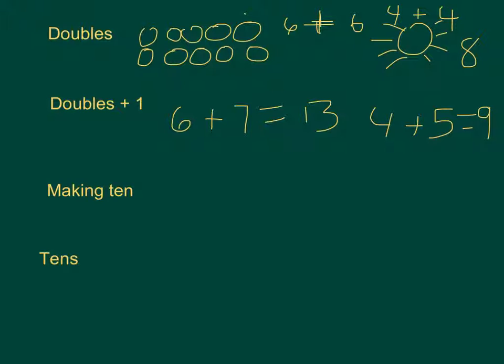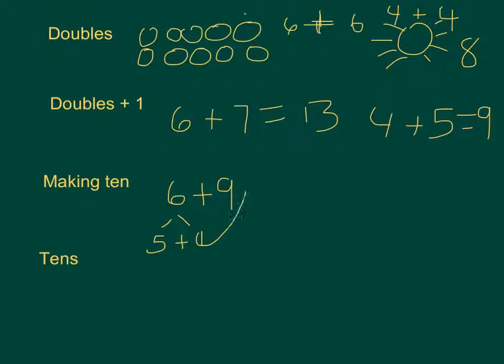Making 10 is a strategy that's a little bit difficult for some students, and these last two kind of tie together. When you're looking at making 10, if you had a number sentence such as 6 and you're adding 9 more, making 10 would be realizing that you could break this 6 apart into 5 and 1, and this 1 could be put with the 9 to make a 10. Then you can simply see that, oh, I have 10, and 5 more would be 15.